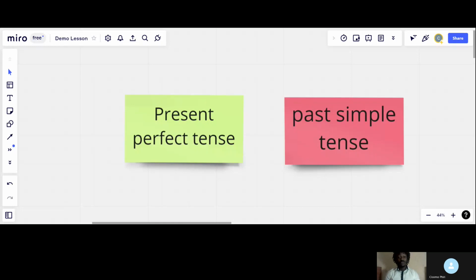Today I will talk to you about present perfect and past simple tense. Are you familiar with the present perfect tense? Can you construct a sentence in past simple tense? When do we use these tenses? Let us start with present perfect tense.